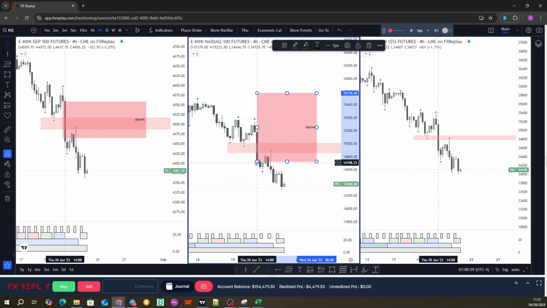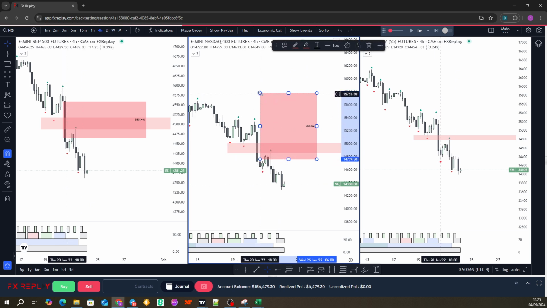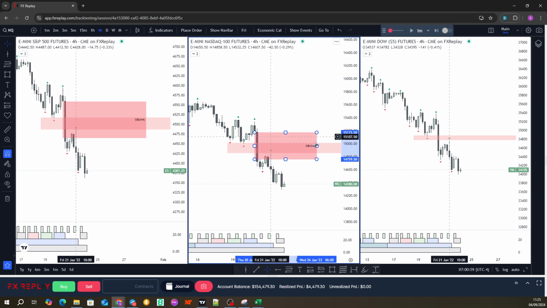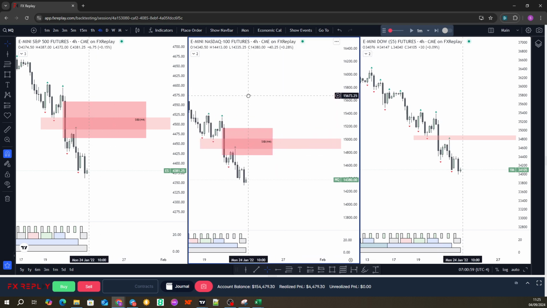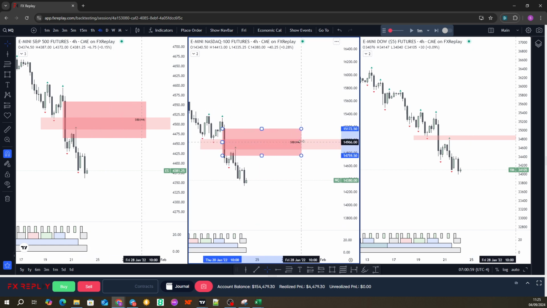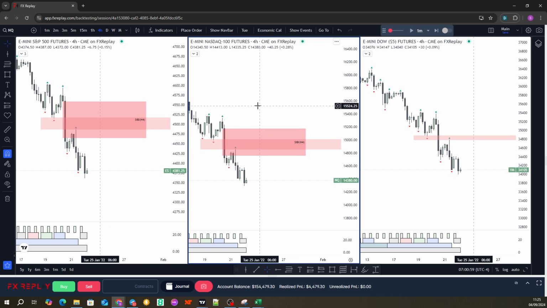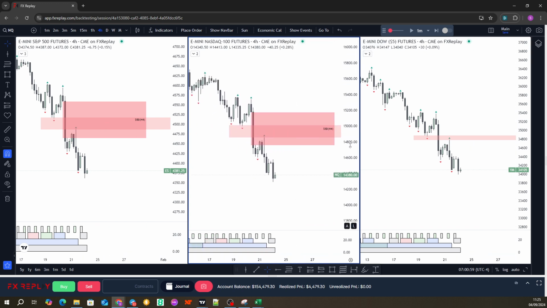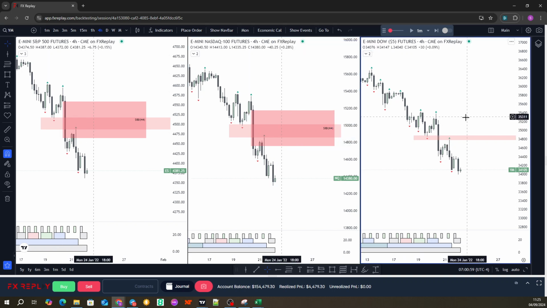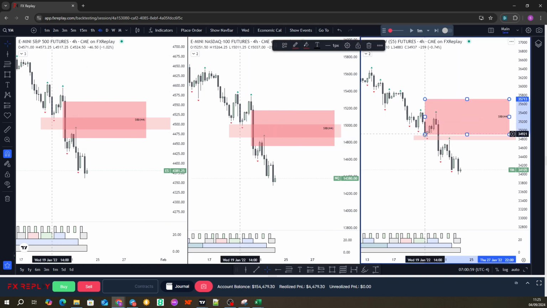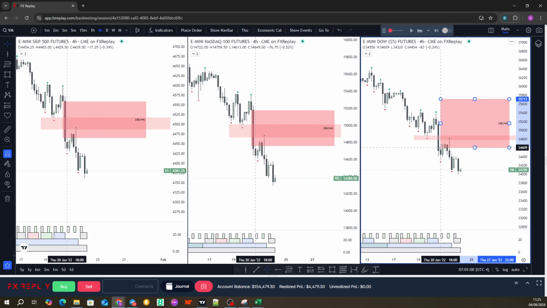Fan on my machine is going, not too sure why. I think it's just telling me I need a new PC. Okay. So we've had symmetrical price action pretty much all the way.